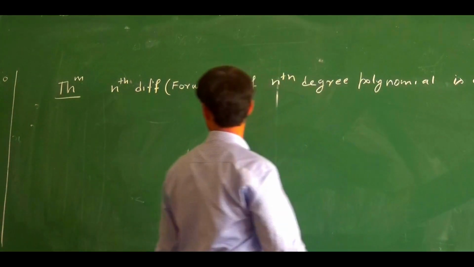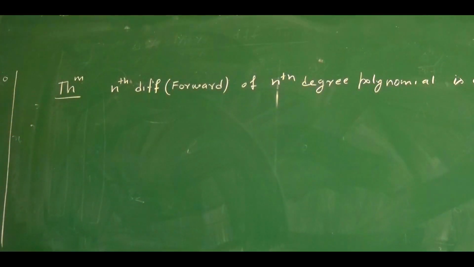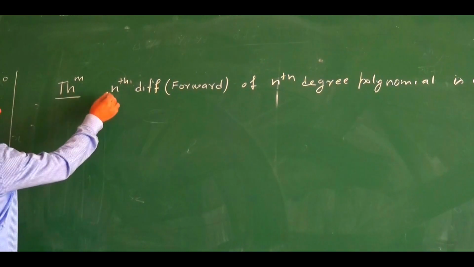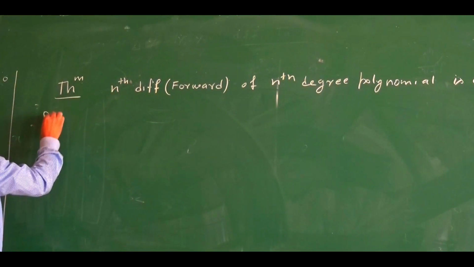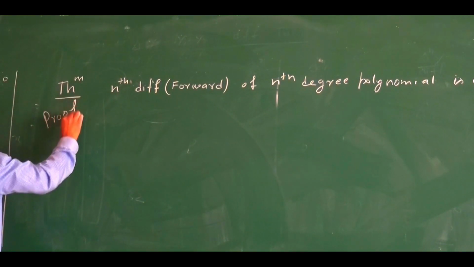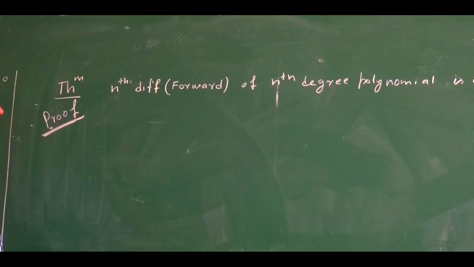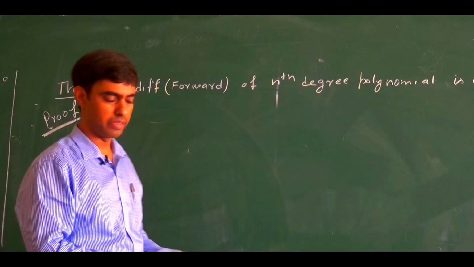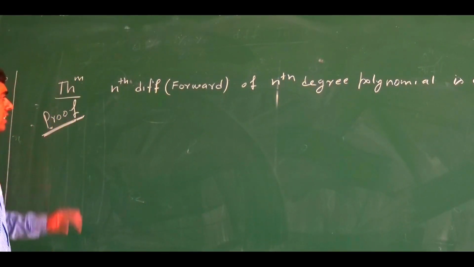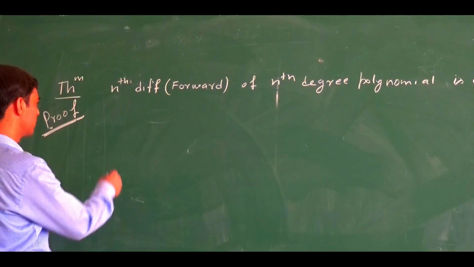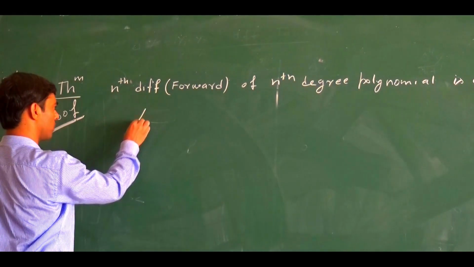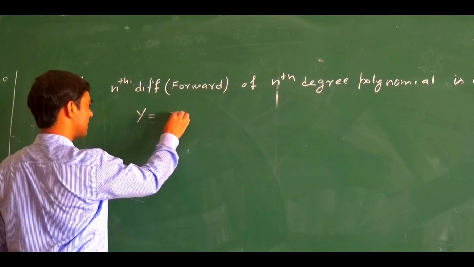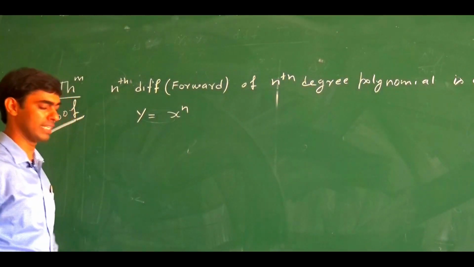Okay. So now how do we prove this one? The nth difference of an nth degree polynomial is a constant. How do we prove this? For the sake of simplicity, here we consider a polynomial of degree n. So y equals x^n. Suppose y equals x^n is the polynomial of degree n.